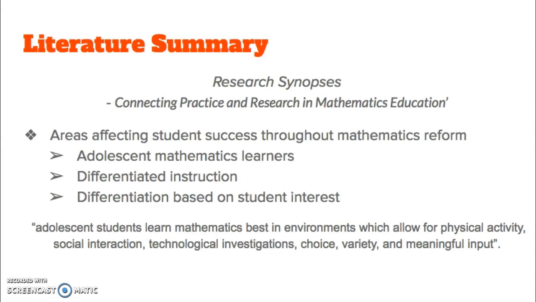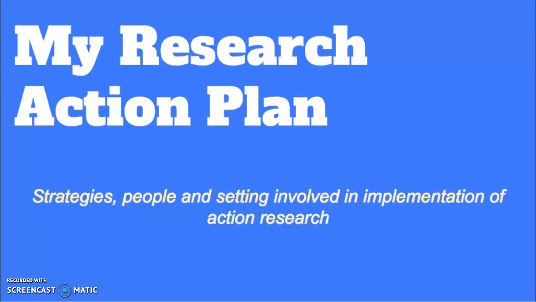Evidence has also shown that adolescent students learn mathematics best in environments which allow for physical activity, social interaction, technological investigations, choice, variety, and meaningful input. This information directly correlates with my research questions about strategies for increasing student success and engagement in mathematics. It is integral that teachers get to know their students individually as to provide opportunities for them to participate in kinesthetic and personalized activities tailored to their learning levels, interests, and needs.